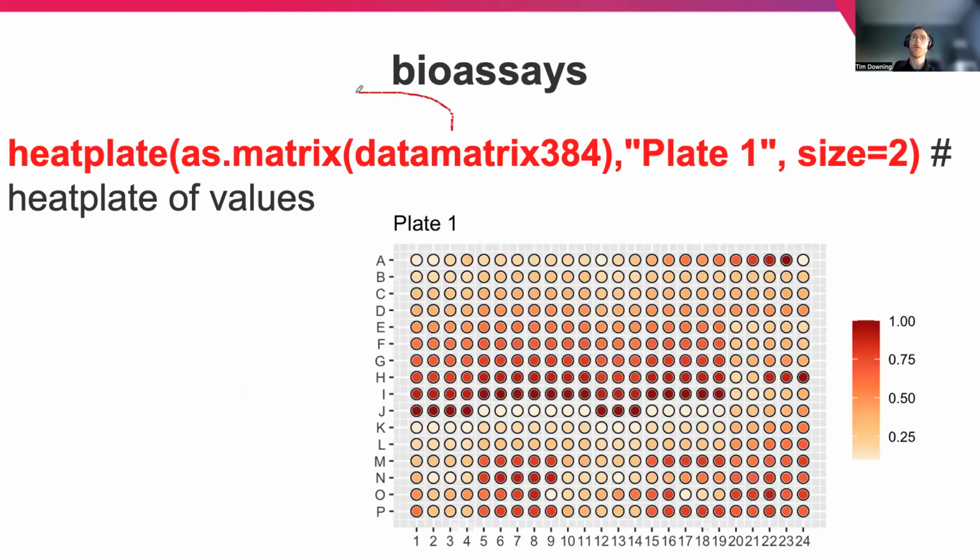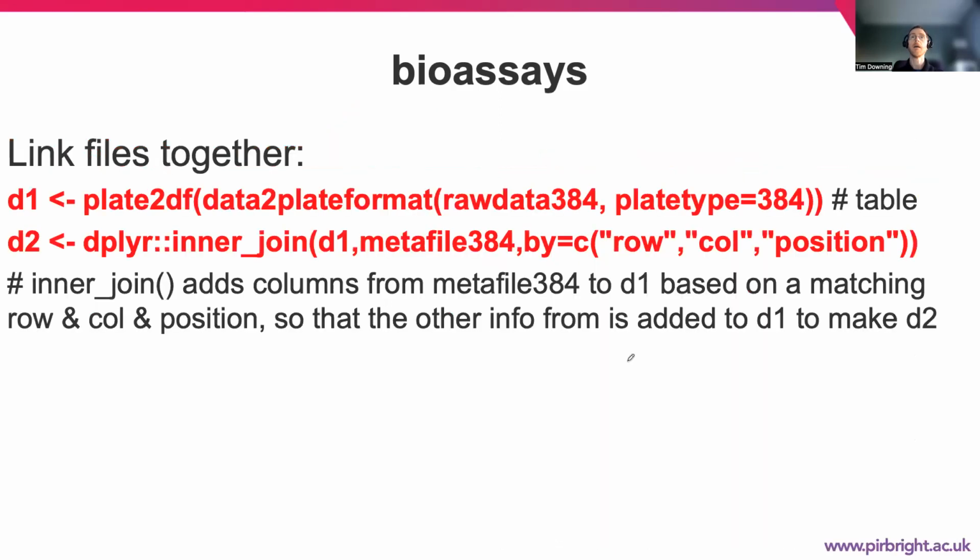So we can import the 384 plate as a matrix with this title of interest, and we just toggle the size to be smaller to visualize this full plate. And then obviously the next step will be to link in the raw values data as a data frame D1, as well as the metadata. So the metadata is being joined with D1, and you see that it's by row and column and position.